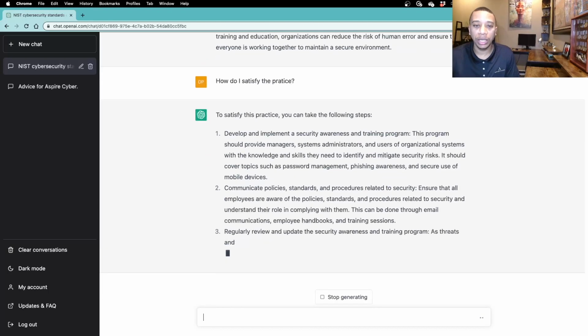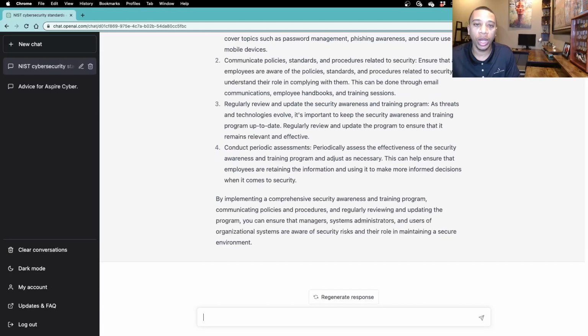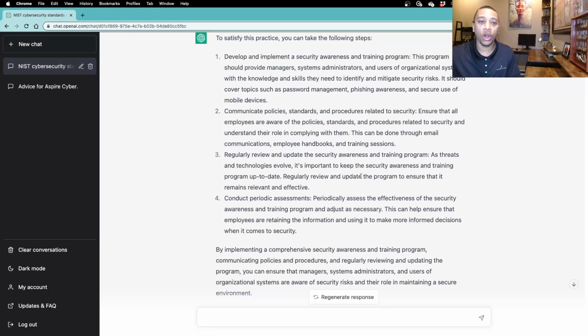So ChatGPT is telling me, all right, to satisfy this practice, we need to develop and implement an awareness and training program, communicate policies and standards, regularly review the security and training program, and conduct periodic assessments. Okay, that's a good start. Definitely giving me a starting point.